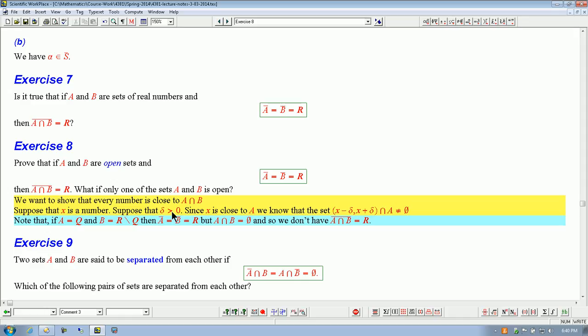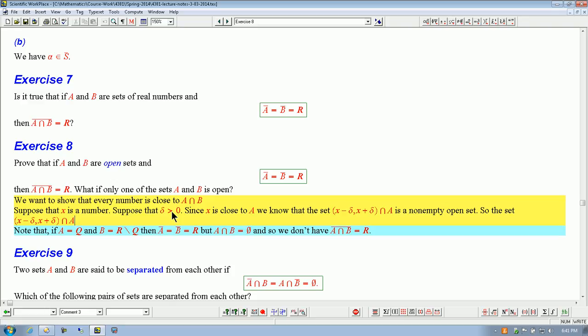I'm going to tell you something. Is a non-empty, I'm going to write it this way, because it also allows me to sneak in more information, open set. Isn't it open? Okay. So the set that I've just written, this set is a neighborhood of x, is it not?